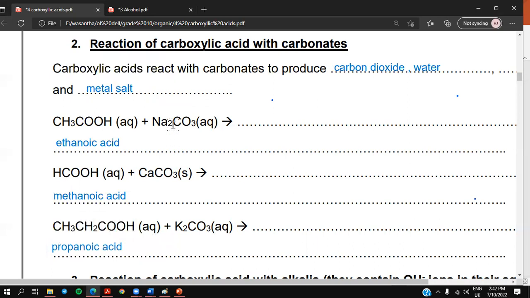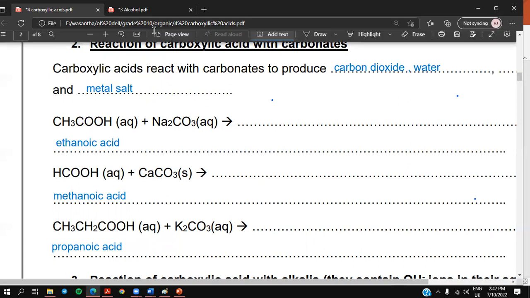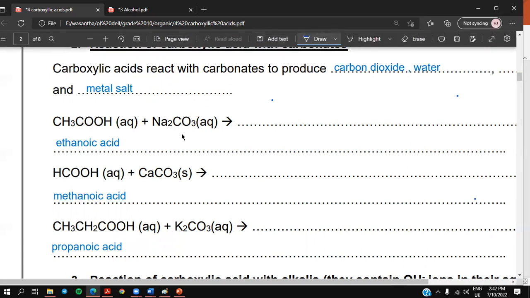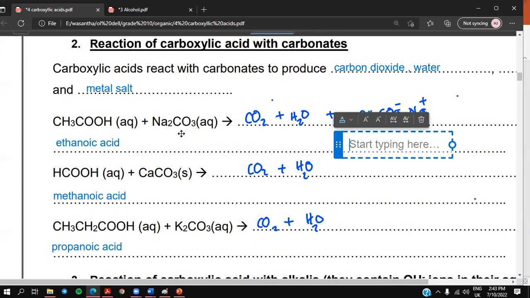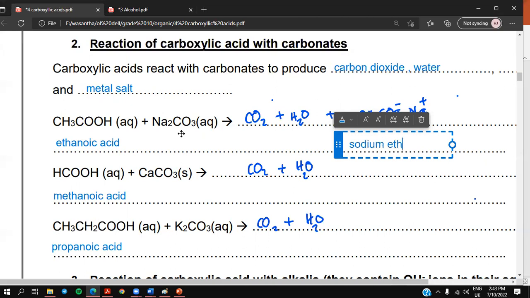In the first one, we use sodium carbonate. Second one, calcium carbonate. Third one, potassium carbonate. In all these reactions, carbon dioxide is produced. What is also produced? These are facts you must remember. And now come to salt. Because sodium carbonate reacts with ethanoic acid, here we get, you can figure out now, what is the salt produced? What's the name of this? Sodium ethanoate. Wonderful.